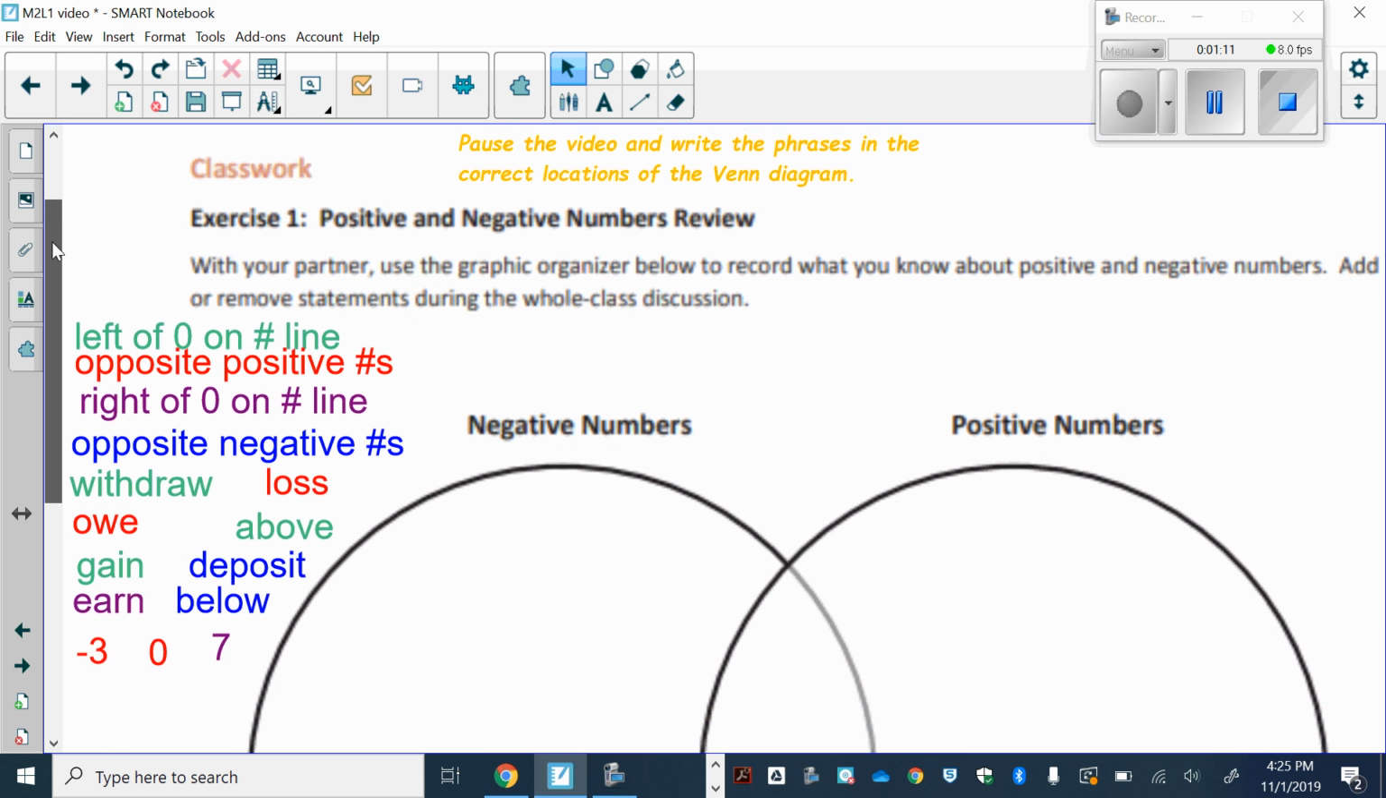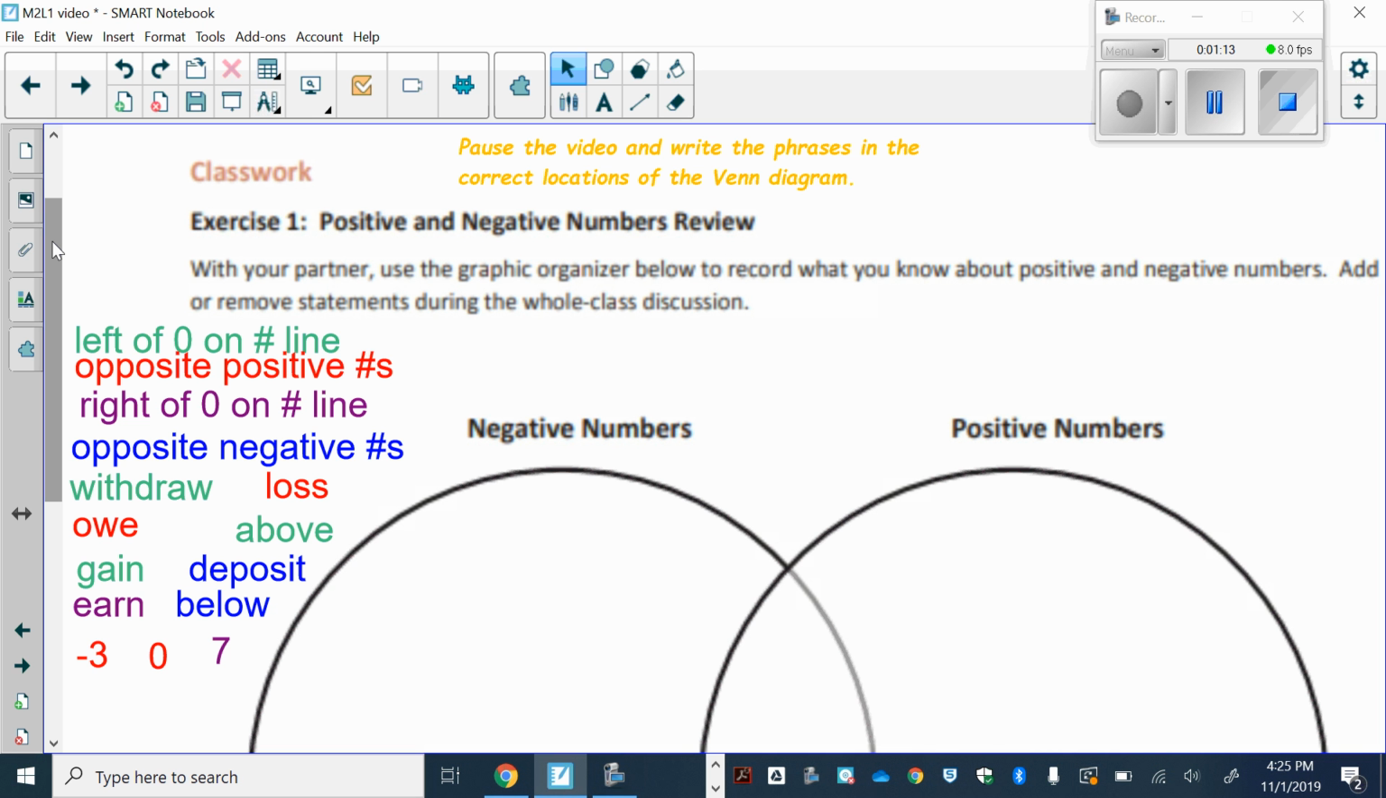What I would like you to do is notice the list that I have typed on the left side of the screen. Pause the video and write the phrases or numbers in the correct locations of the Venn diagram. After you've done that, please resume the video. Make any adjustments that you need to make.